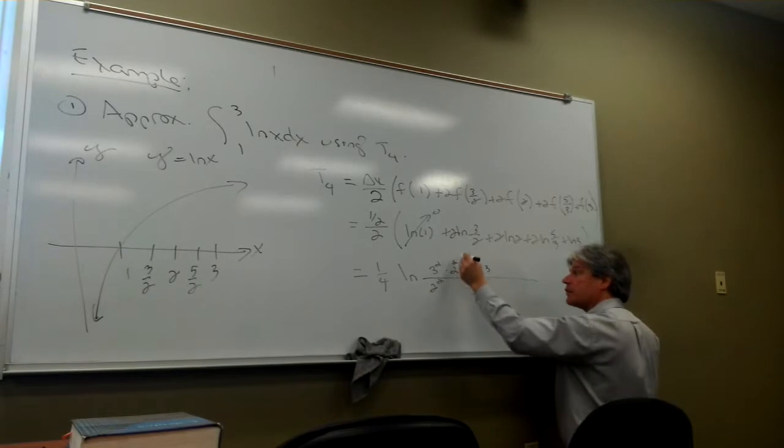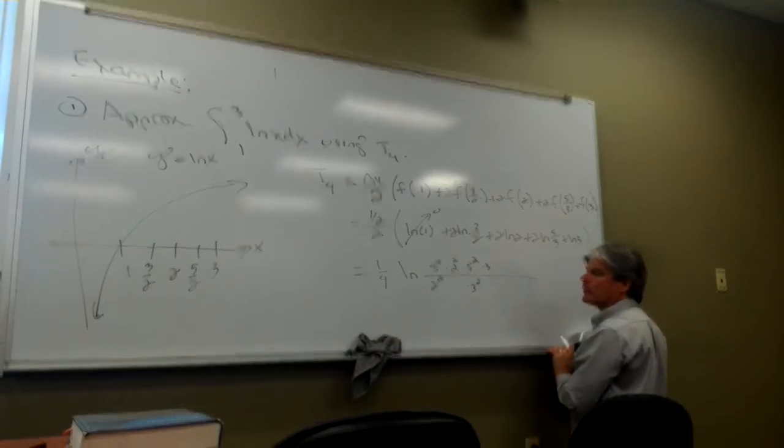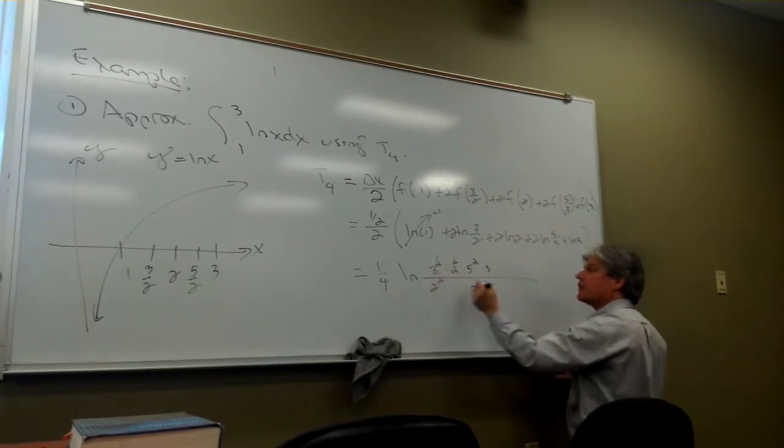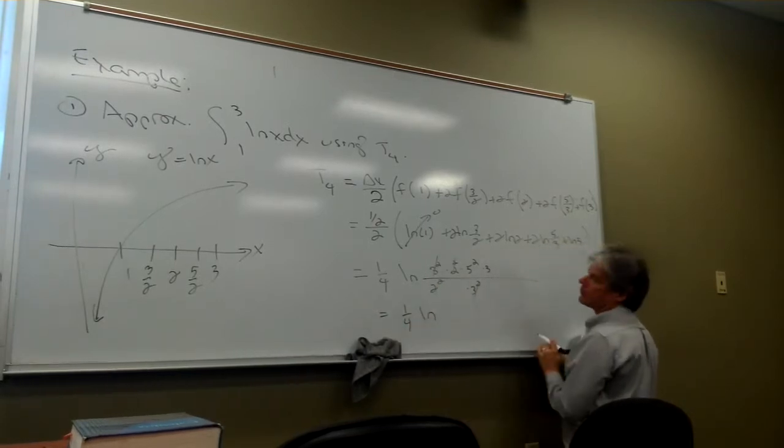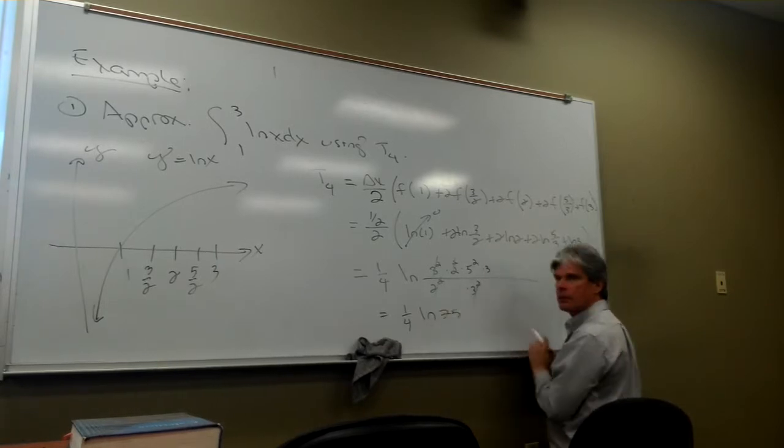There's a tad bit of cancellation here and here. Actually, there's even more cancellation here and here, and I think this leaves me with 1/4, the natural log of, I have no clue. Is that 75? Somebody panic and say something in English.